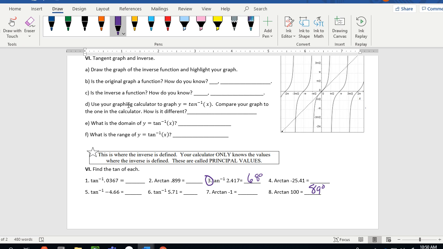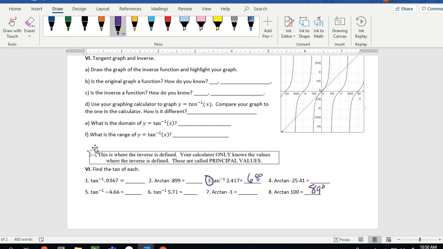Tangent is a little different because, or it's a lot different because once you flip it, the domain is still all real numbers, which is very different. The range is not all real numbers, but the domain is all real numbers. So domain, these numbers can be anything for arctangent.